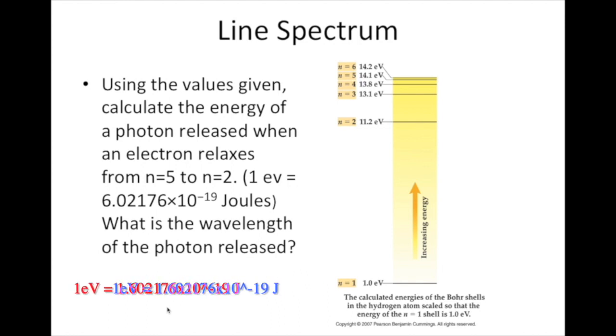So let's try a problem here. Take a look at this problem, and let's say our electron starts in an excited state, n equals 5, and it falls to n equals 2, all in one, let's say, quantum leap. It goes from n=5 to n=2 all in one leap. See if you can calculate the energy of this photon in units of joules. Then see if you can calculate the wavelength of that photon. Pause the video and give it a try.